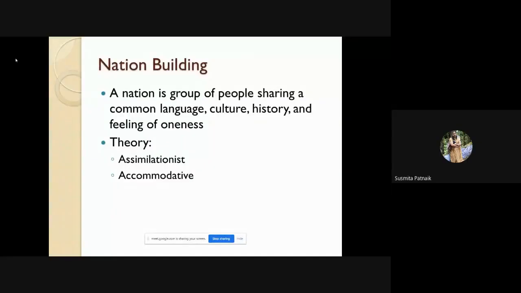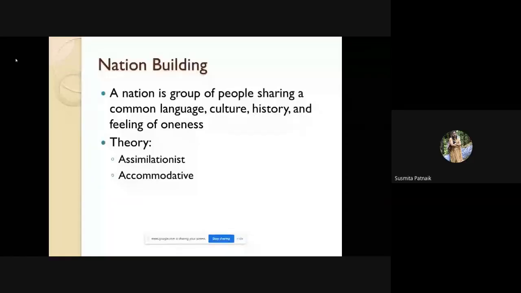We have to adjust it. Or maybe take the example of India. For India, everyone is there with different language, different culture, but they have to accommodate or adjust in one nation, and that nation can build in them a feeling of oneness between them. So this is called nation building.